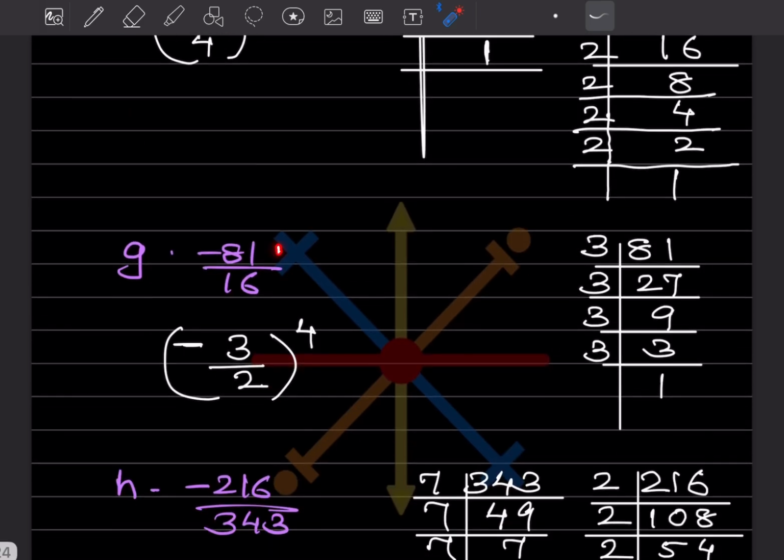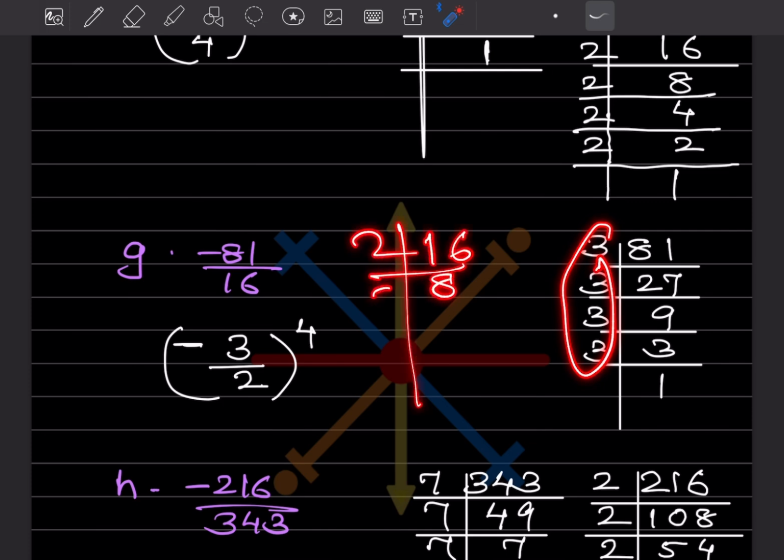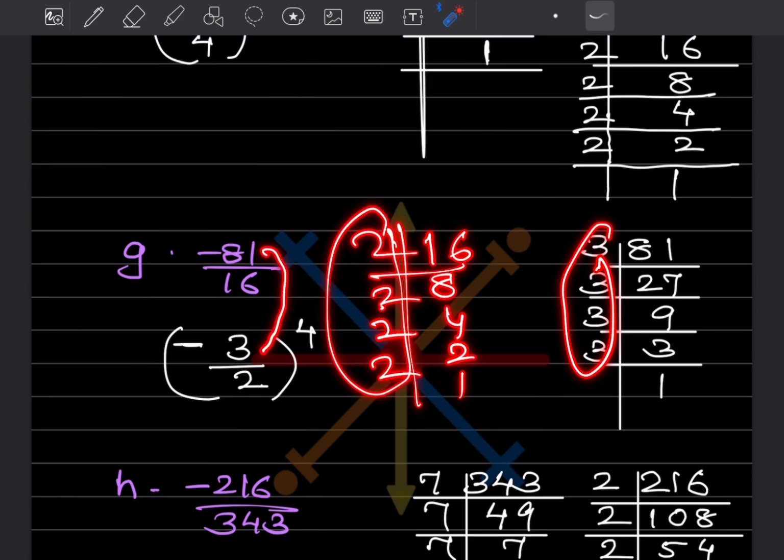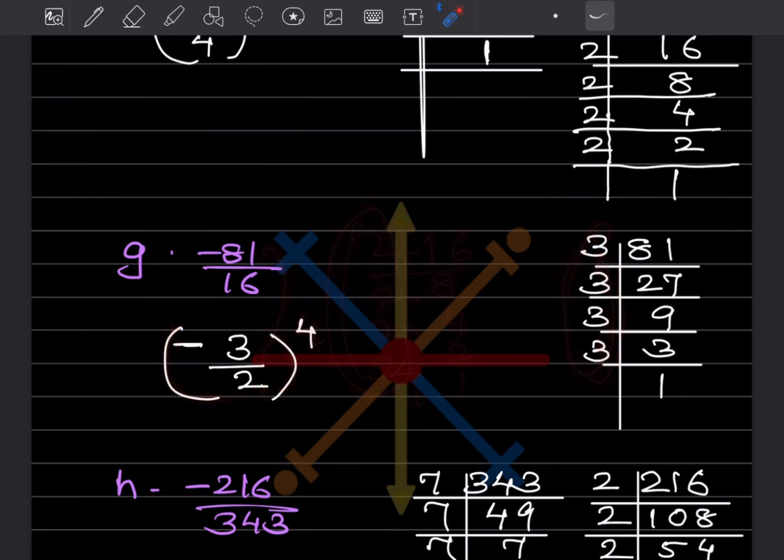Now this is minus 81 by 16. So we can also keep this minus here. Now let us see for 81. These are the factors of 81. And for 16, that is going to be 2 8s are 16, 2 4s are 8, 2 2s are 4, and 2 1s are 2. So again, this also is 4. So for this one, we can write 3 by 2, and this whole thing is going to be raised to 4 because these are 4 times.